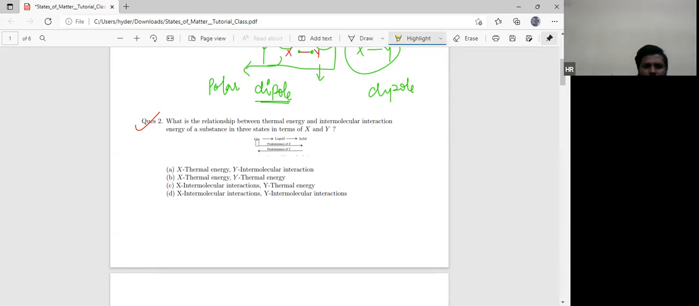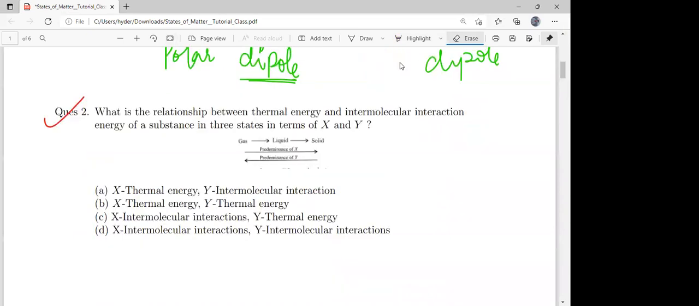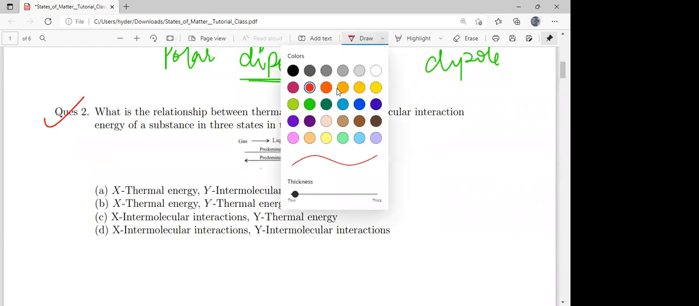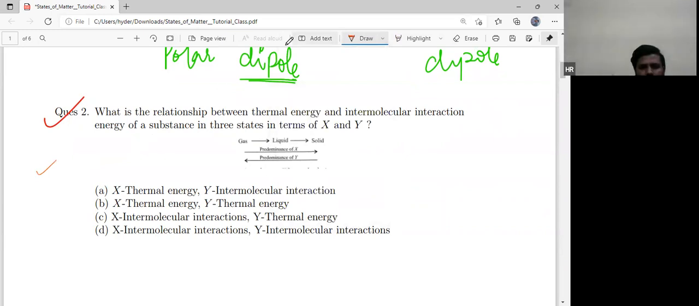This is intermolecular. I'm zooming it. Maybe it. No, it is good. Yes, sir, it's clear. Good, good. Option C, Mariam, very good.